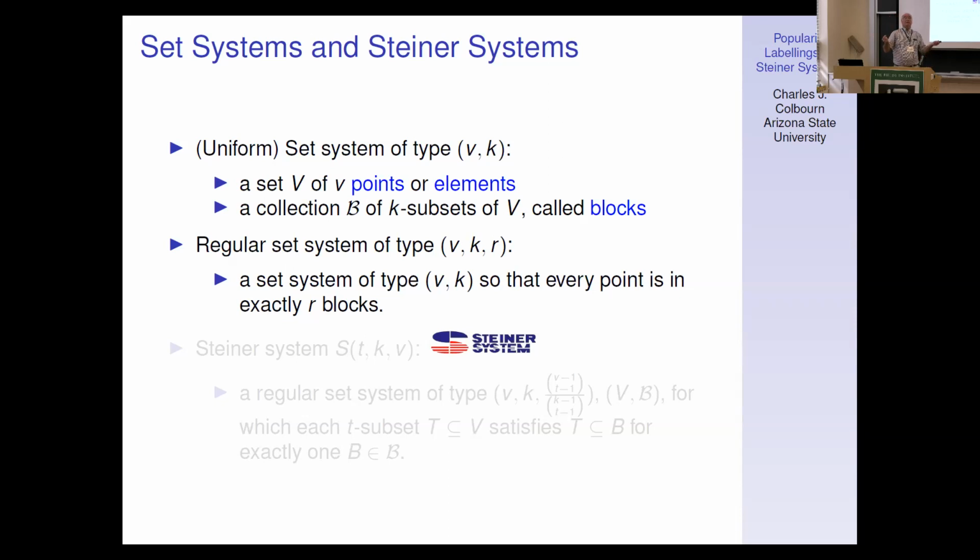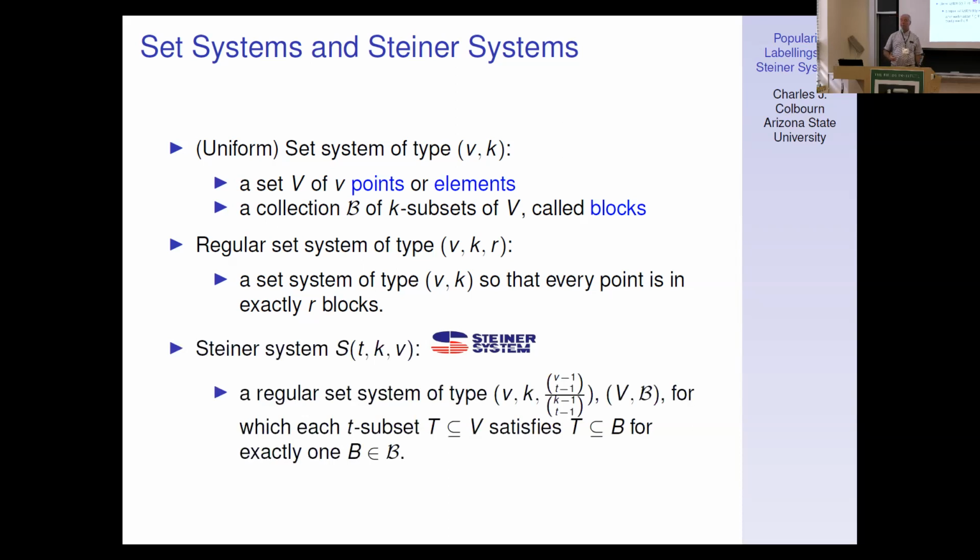Now, of course, most of the people in the room will know right away that there's a very important class of regular uniform set systems that have even more balance. They're called Steiner systems. So I've written a strange definition of Steiner system here, trying to use the vernacular of regular uniform set systems. But really the defining property is that if you take any T set of elements, you find exactly one block that contains it.